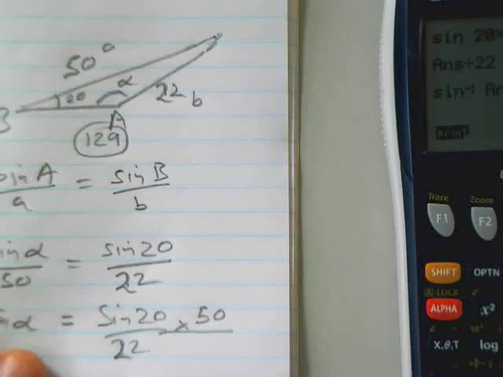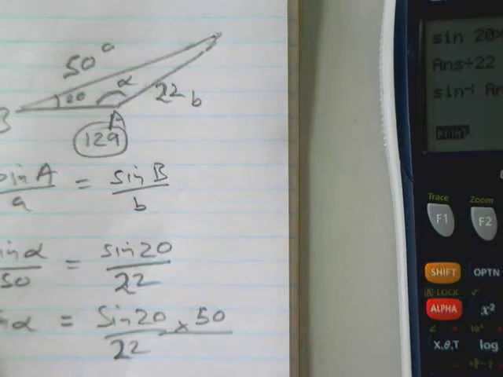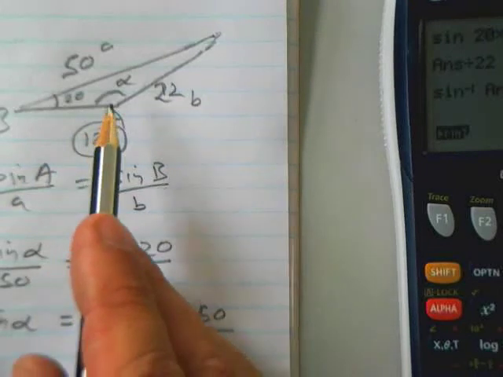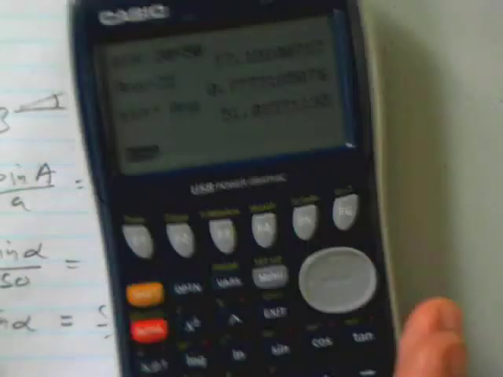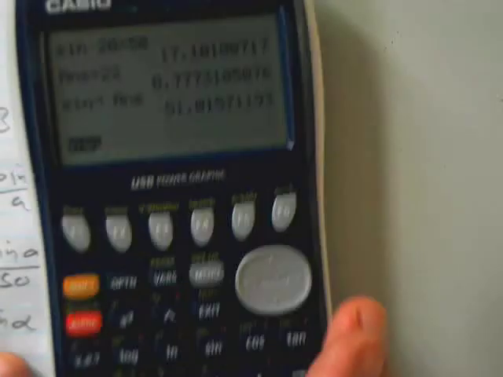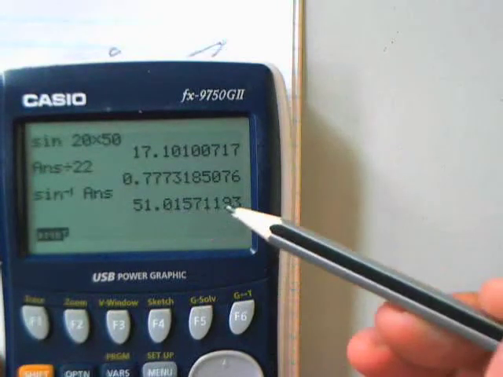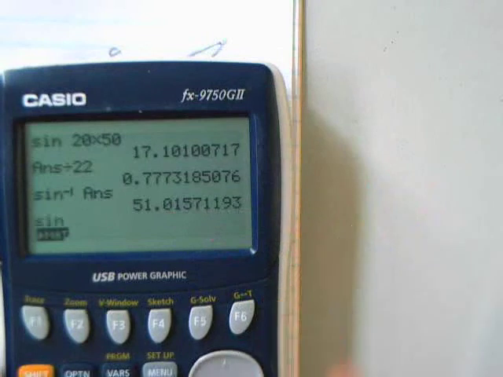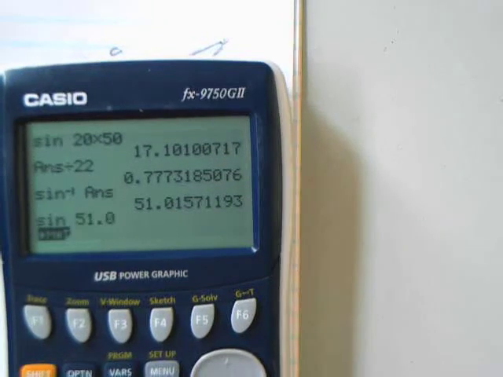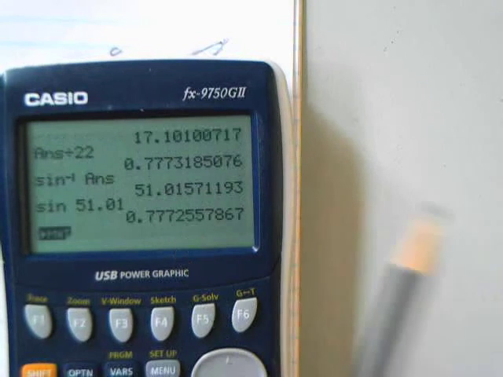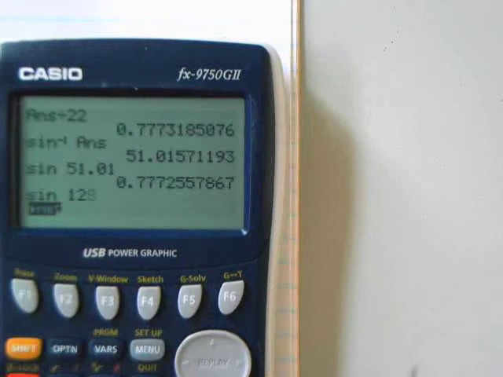Does that make sense? So watch out. If you've got something that's obviously obtuse, your calculator will only ever give you the acute answer. Now just to make you feel a little bit better, remember we get 0.7777? If I go sine 51.01, I'll get about 0.777, see? Now if I go sine 129, technically it's 128.09 if you really want to be pedantic.